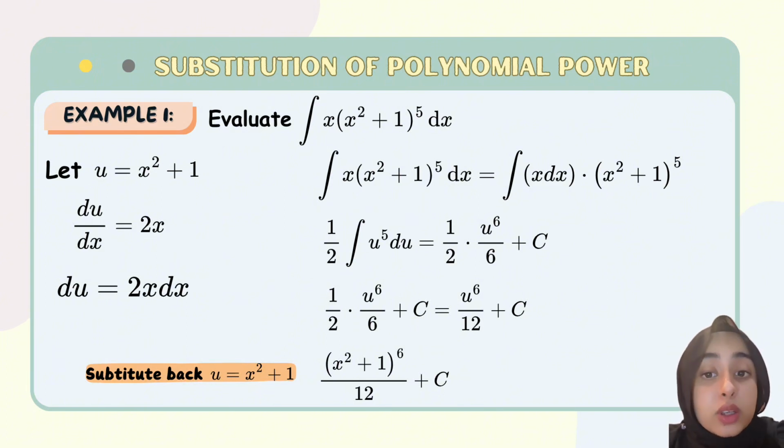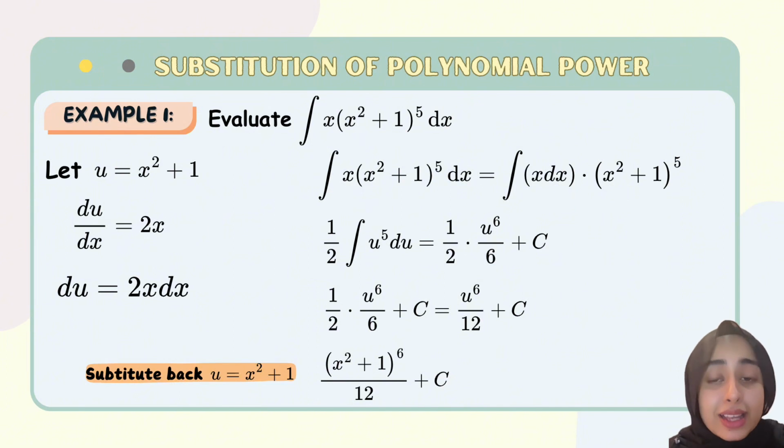So now we have to include the 1 over 2 constant. So we will get 1 over 2 the integral of u power of 5 du is equal to 1 over 2 times u power of 6 over 6 plus 1 over 2 times c. And we can simplify and we will get 1 over 2 times u power of 6 over 6 equal to u power of 6 over 12. So the integral will become u power of 6 over 12 plus c.